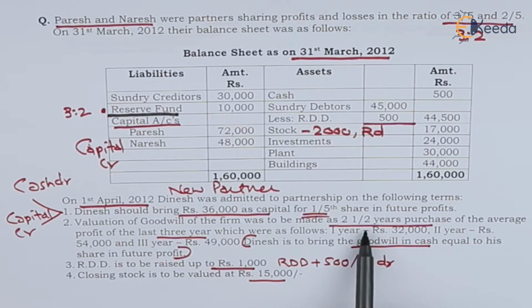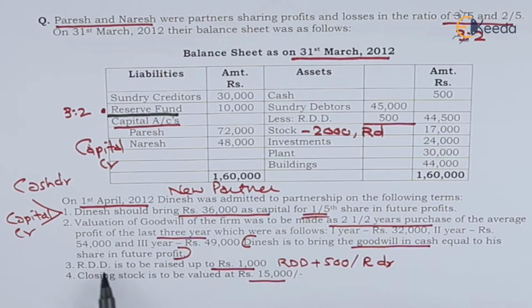Goodwill of the firm to be valued at 2.5 years purchase of average profit of last 3 years, which were first year profit was 32,000, second year 54,000, third year 49,000. We are required to take average of this and then multiply by 2.5 to get the amount of firm's goodwill. Then we are required to calculate Dinesh share based on his profit share, and that amount he will be bringing in cash, that is his share of goodwill. We already did working note for this.